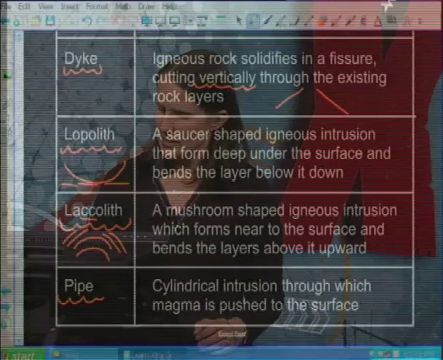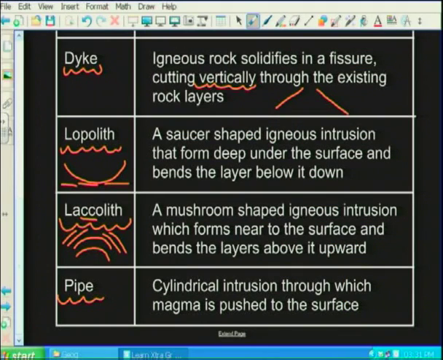I've mentioned a pipe before. A pipe is literally a vertical joint or crack within the sedimentary layers, and it is generally linked to a volcanic intrusion. It says cylindrical intrusions through which magma is pushed to the Earth's surface.